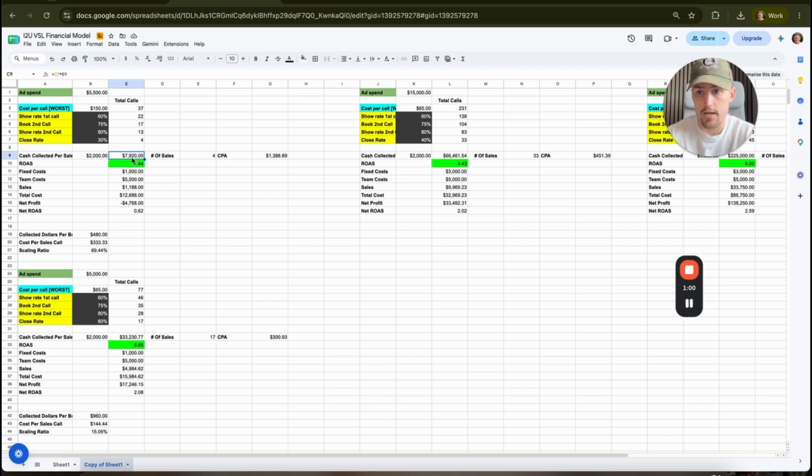That means we're actually collecting $7,920 from 4 sales, and a cost per acquisition, a CAC, of $1,388.89.